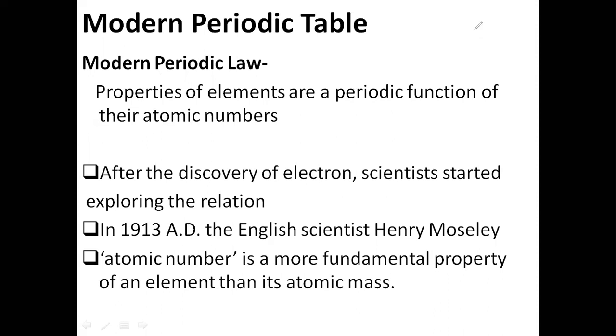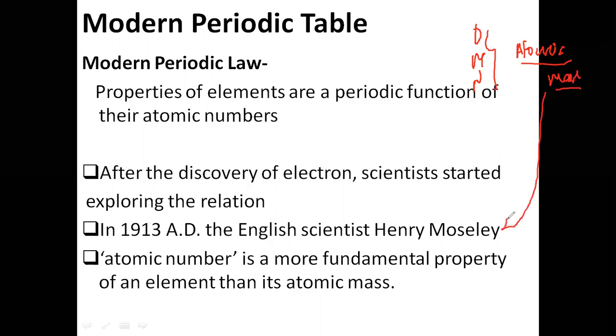As we all know, Dobereiner, Mendeleev, and Newlands, these three scientists used atomic mass as the fundamental property to arrange all the elements in increasing order of their atomic masses. But Henry Moseley was the first scientist who used atomic number as a fundamental property. So this is a big difference between these three discoveries and this one.